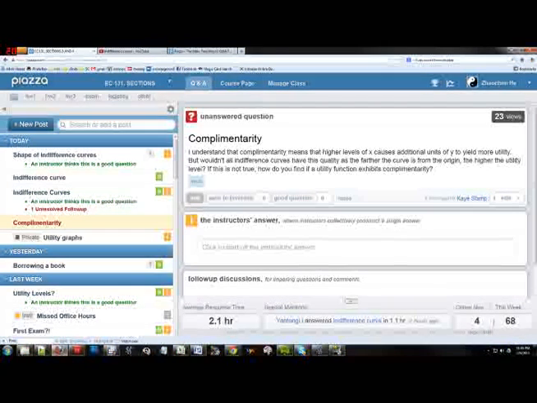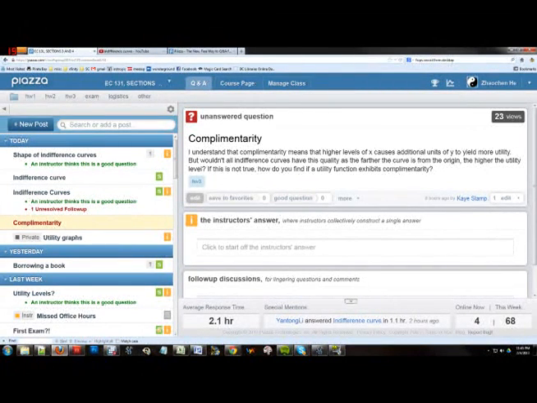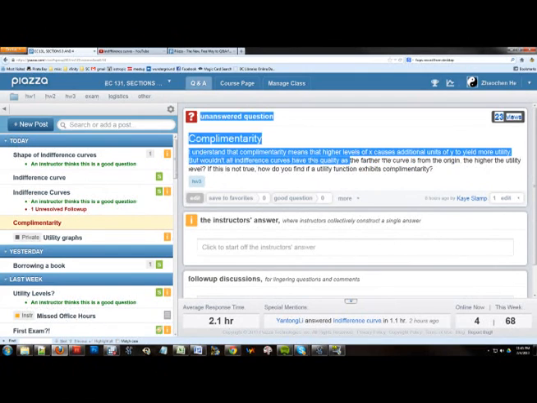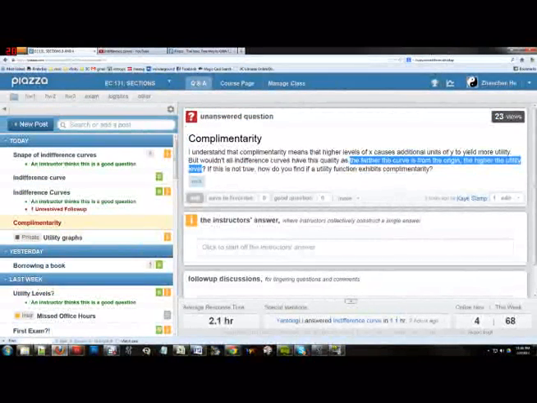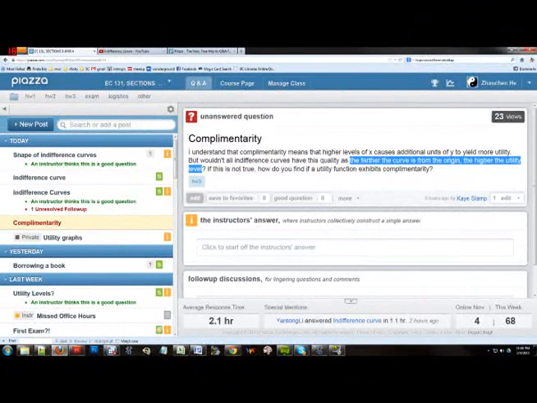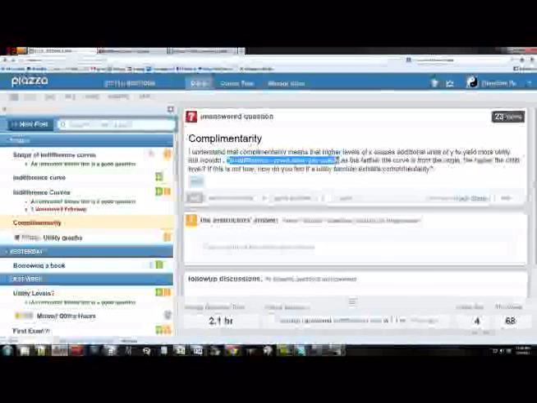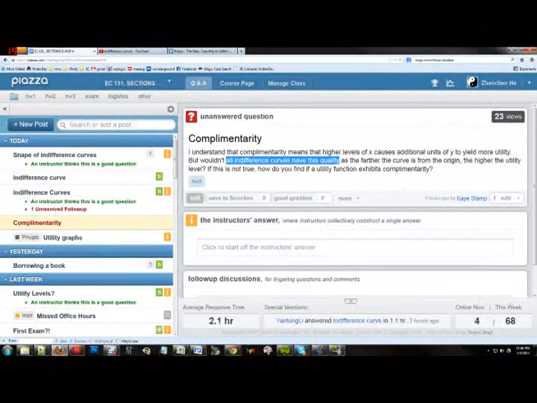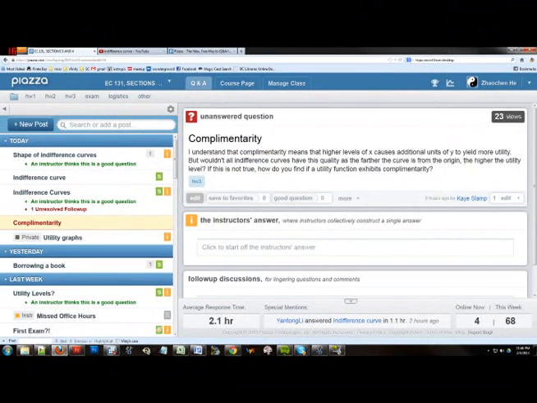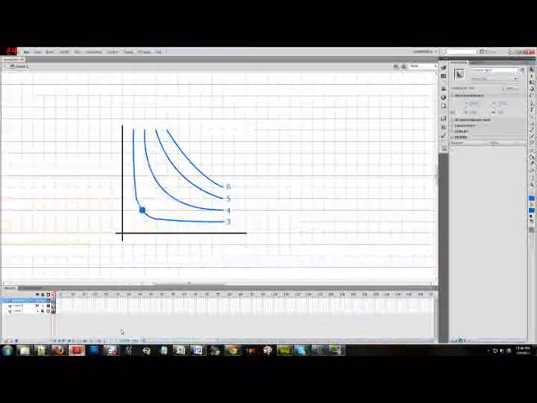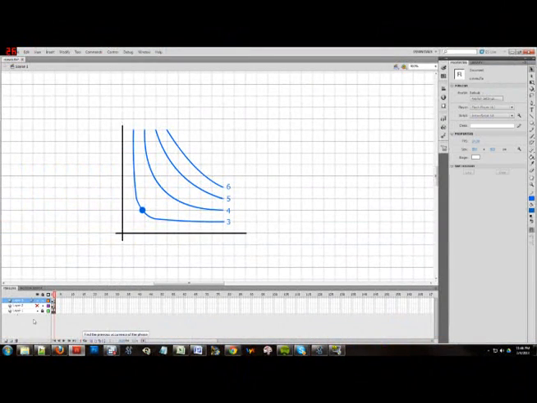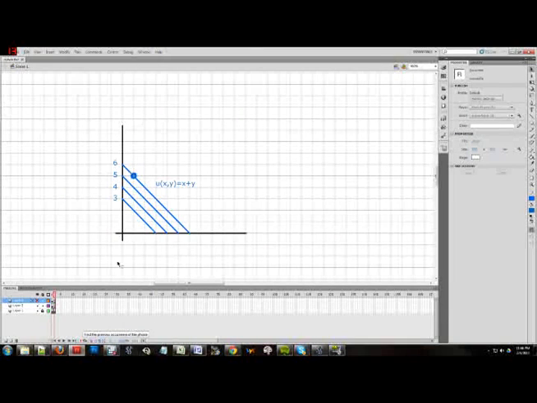And the answer is, it is true that the further a curve is from the origin, the higher the utility level. That's true. But that doesn't make it so that all indifference curves exhibit complementarity. To see why, let's go over this, this is Flash I have open here. So let me show you an example.